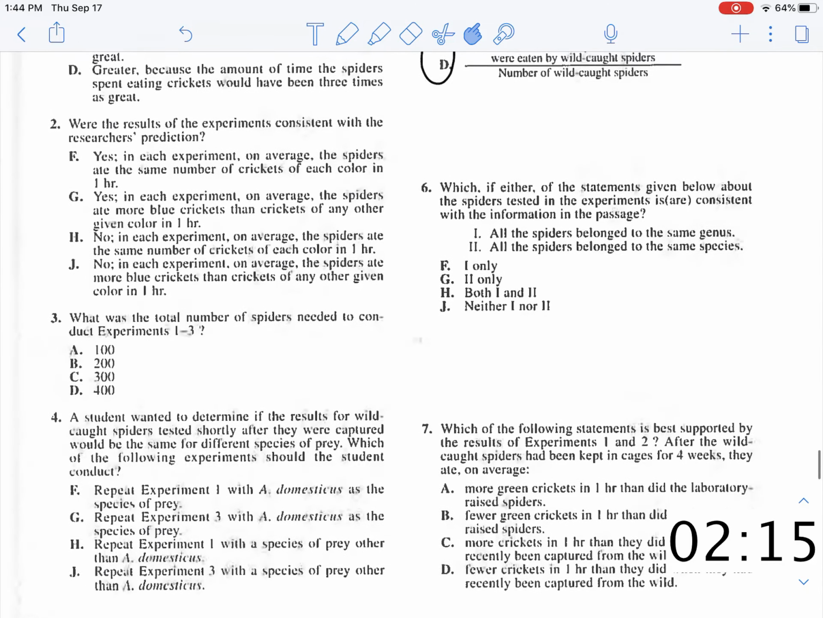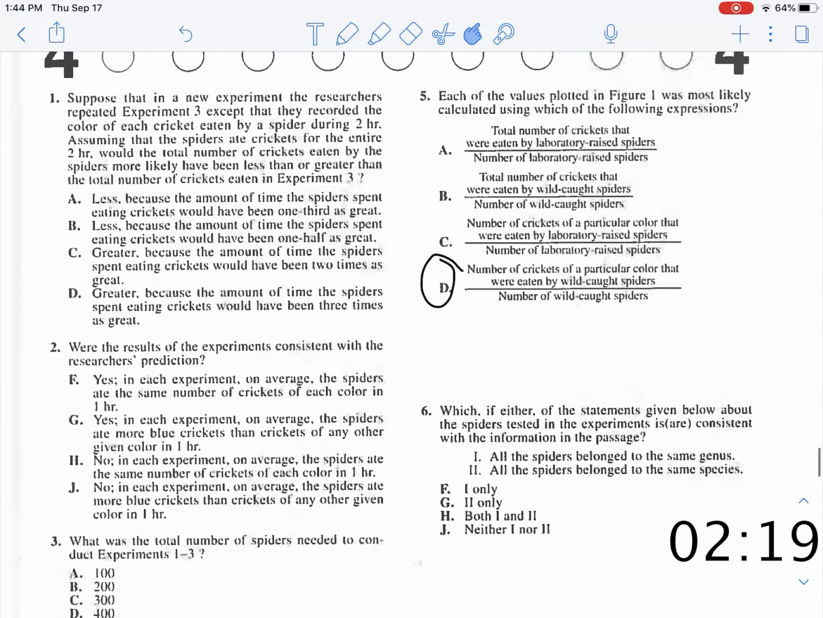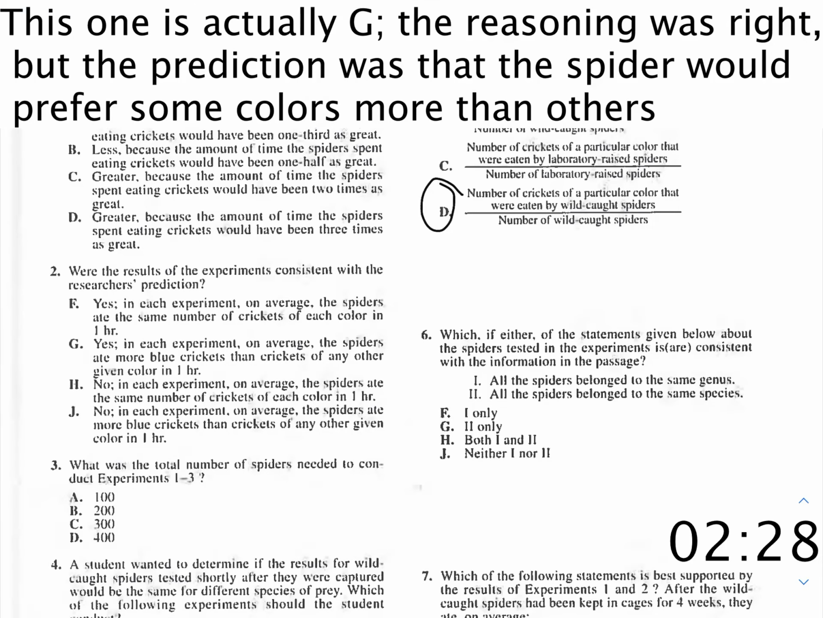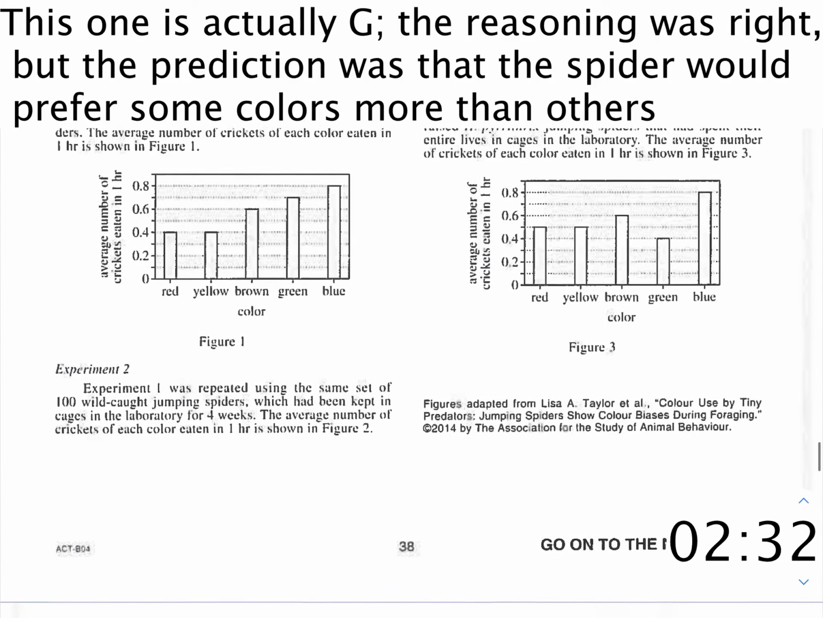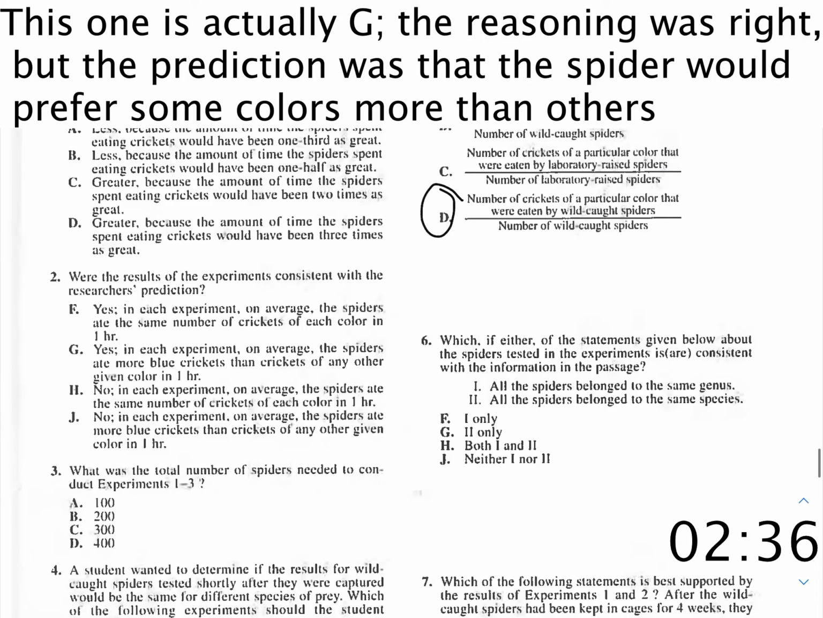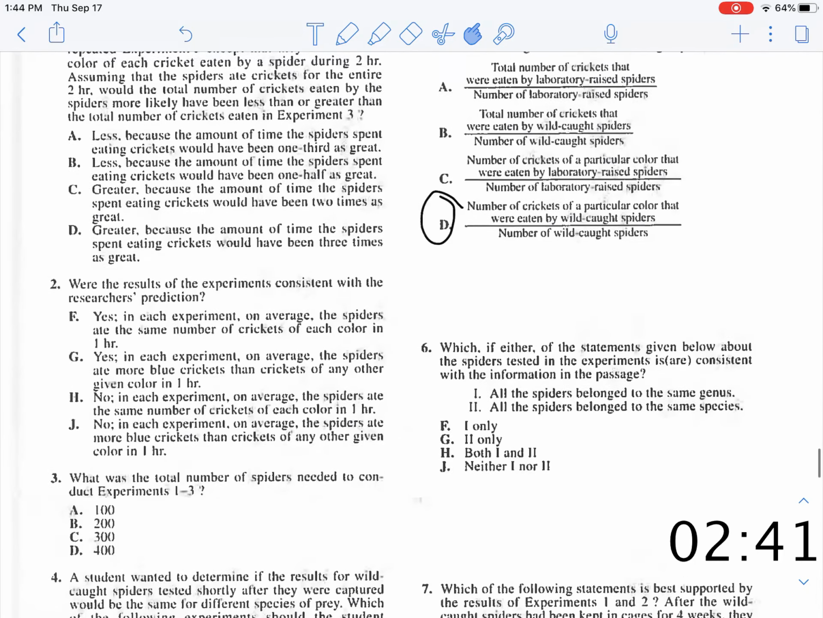Student wanted, okay, so I think we have to read the rest. Okay, wait, number 2. Were the results of the experiment consistent with this? No. In each experiment, the spiders ate more blue crickets in an hour. Did they? Yes. So that one would be J for number 2. You need to hurry up.